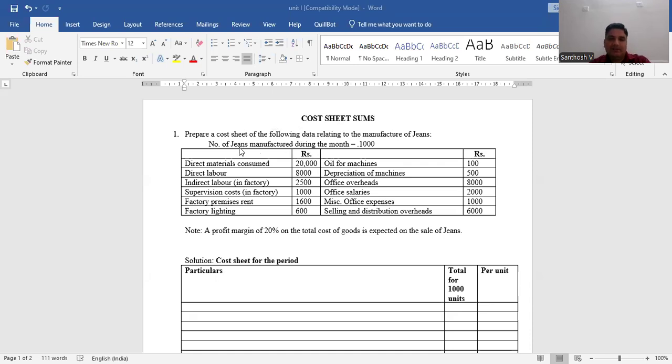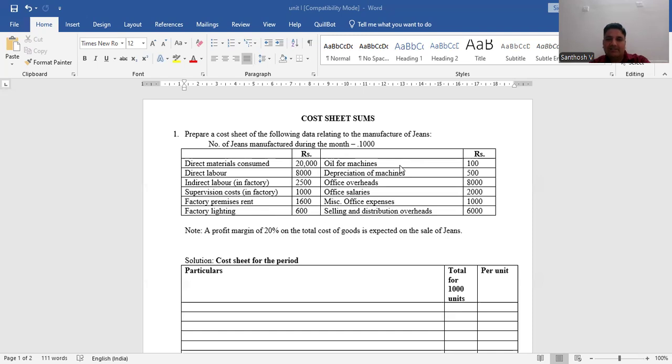See, in this particular question, you can identify: prepare a cost sheet of the following data relating to the manufacture of jeans. Number of jeans manufactured during the month is 1000. So under that we can see the table. Direct materials consumed is 20,000. Direct labor is 8,000. Indirect labor in factory is 2,500. Supervision cost in factory is 1,000. Factory premises rent is 1,600 and factory lighting 600.